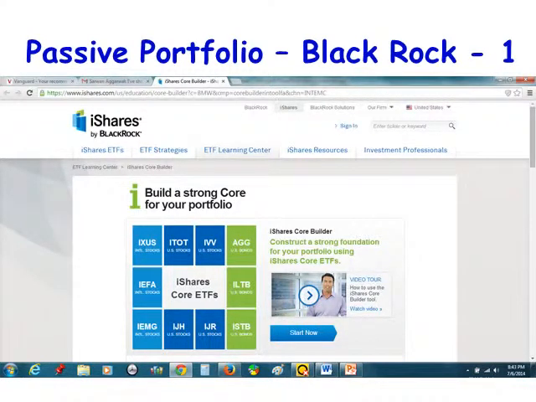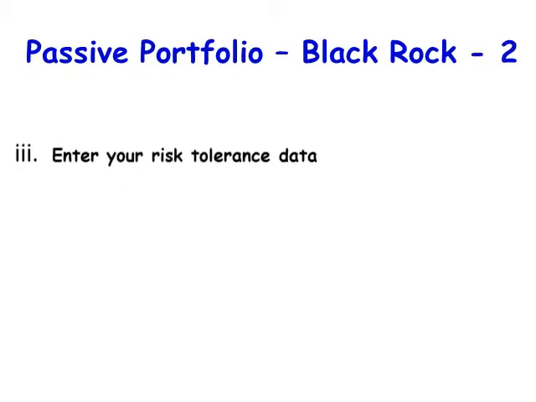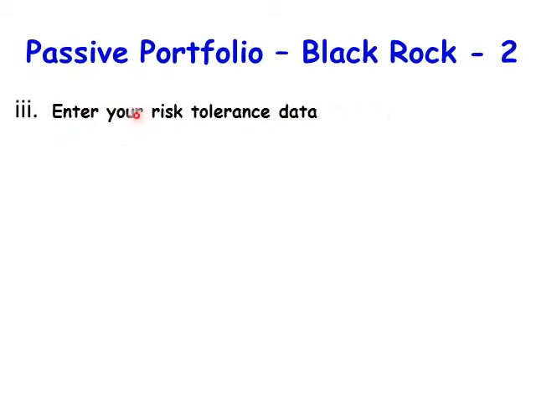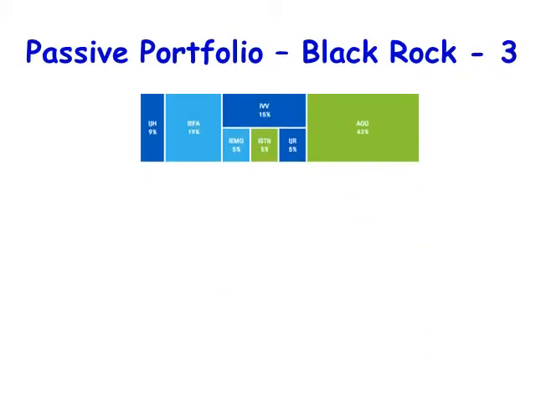After that, enter your risk tolerance data, and then the tool gives you a passive portfolio. Let's see what kind of passive portfolio the tool gives. It gives you this picture: IGH 9%, IEFA 19%, IVV 15%, IEMG 5%, ISTB 5%, IJR 5%, AGG 42%.